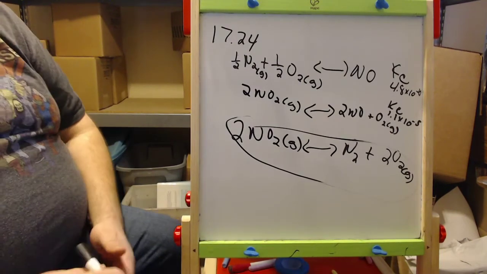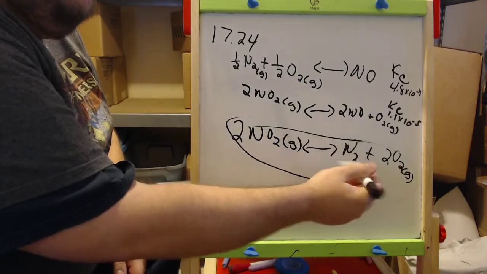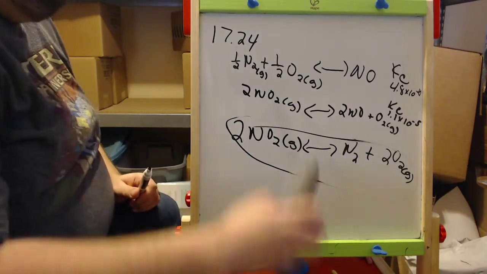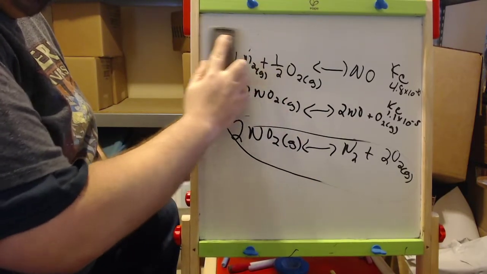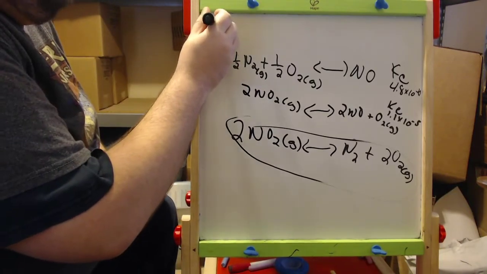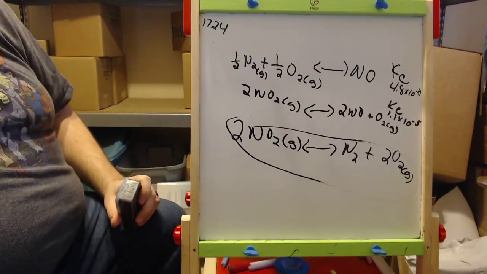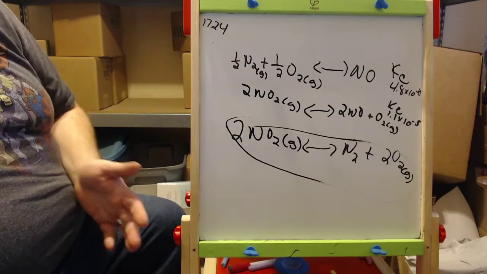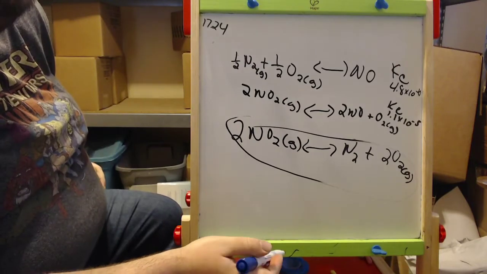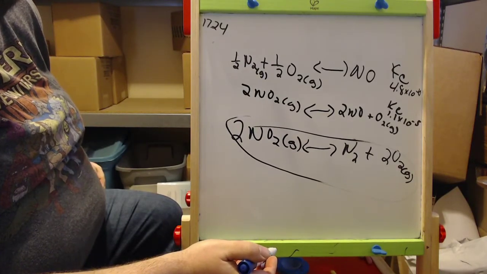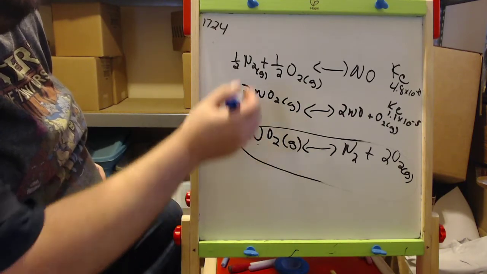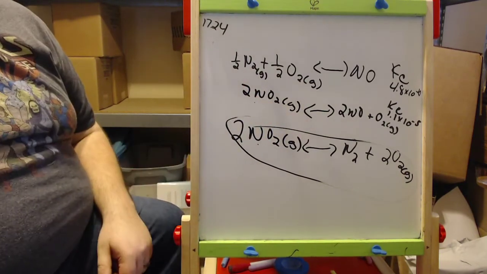All right. So we want this equation down here. We have these two up here. So we've got to decide what we need to do. First thing is make sure everything is on the correct side using these two equations. NO2 is on the correct side. It's here, we're okay. We don't have to flip that equation.